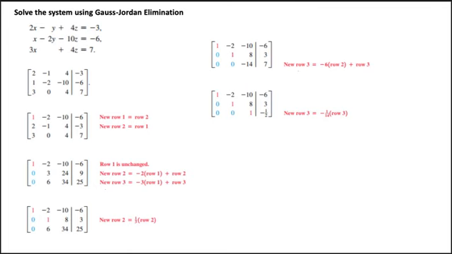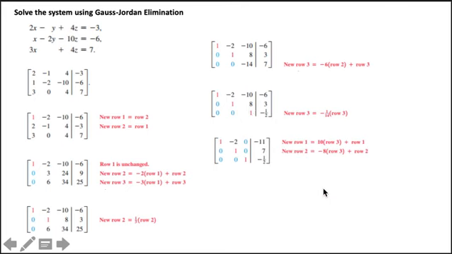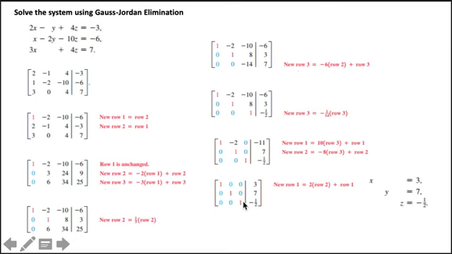Now this is what's called reduced row echelon. This is called row echelon form. We want reduced row echelon form. So that means we're going to have to get zeros here, here, and here. So you can follow these steps, and we end up in reduced row echelon form. And what this expression says is x is equal to 3, y is equal to 7, and z is equal to -1/2. And that's the solution.